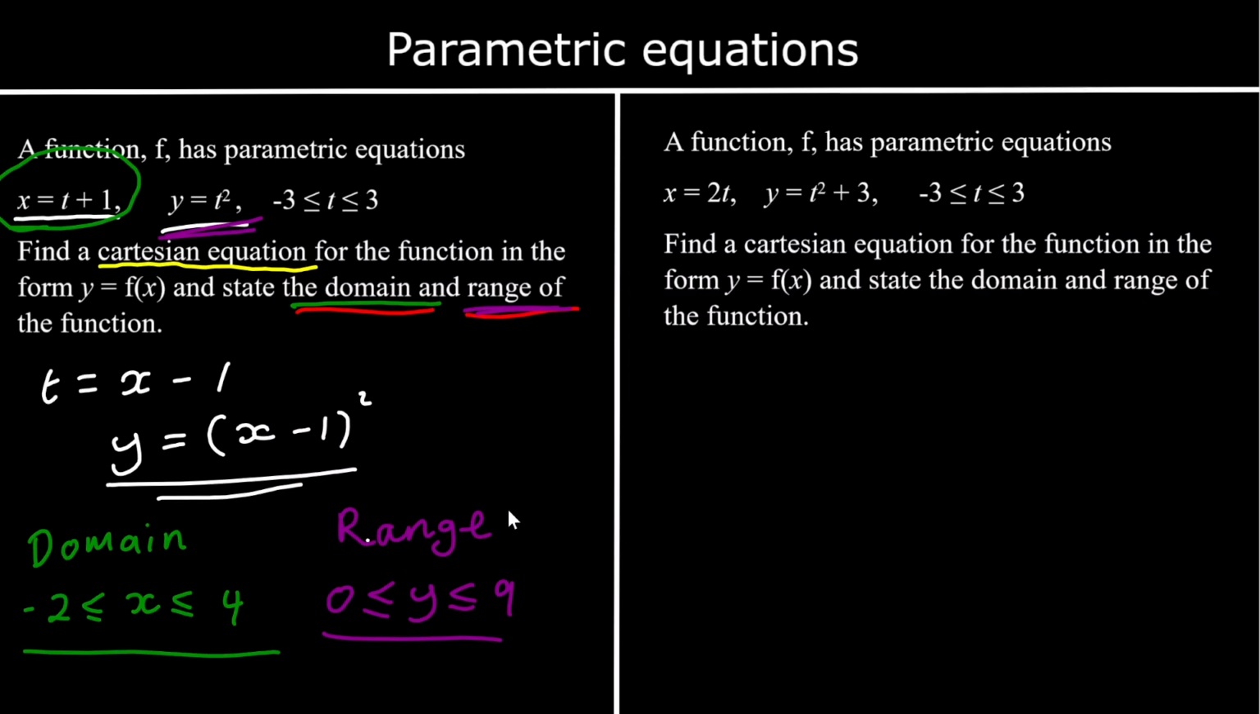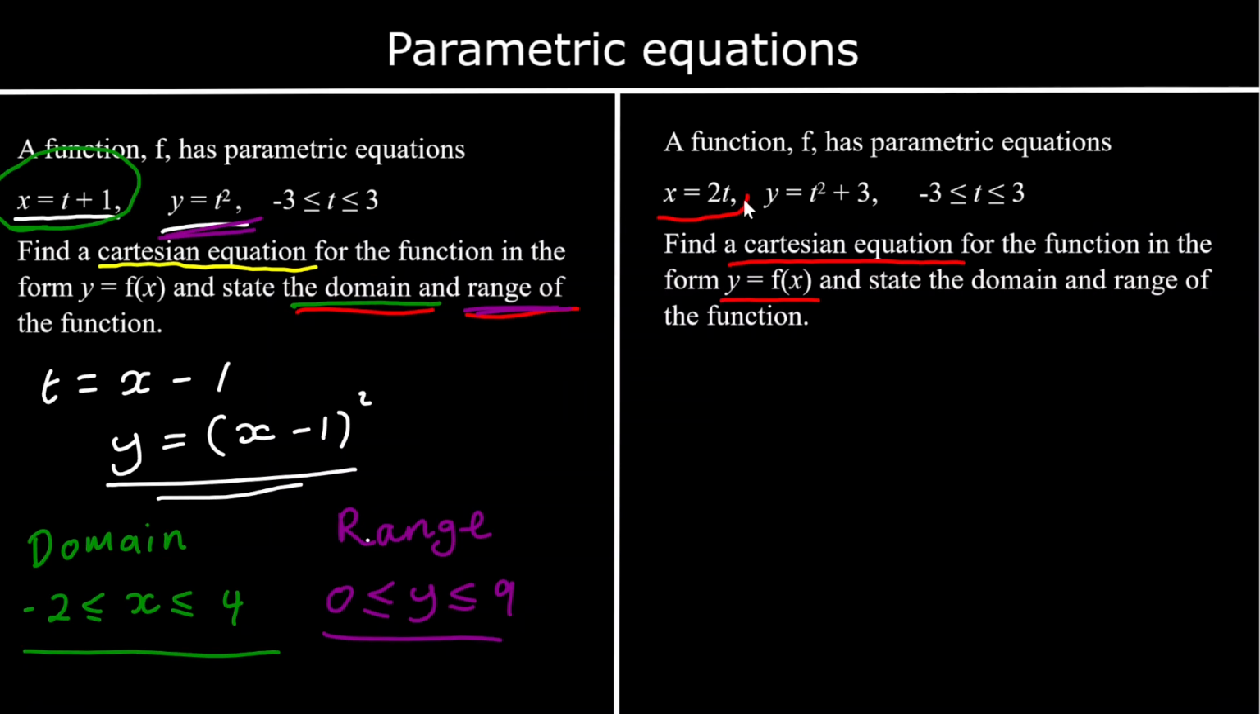Okay, one for you to try. See if you can give it a go. A function f has parametric equations. x is 2t and y is t squared plus 3. t is again between -3 and 3. We need to find the Cartesian equation. So eliminate t. We want it in the form y equals.